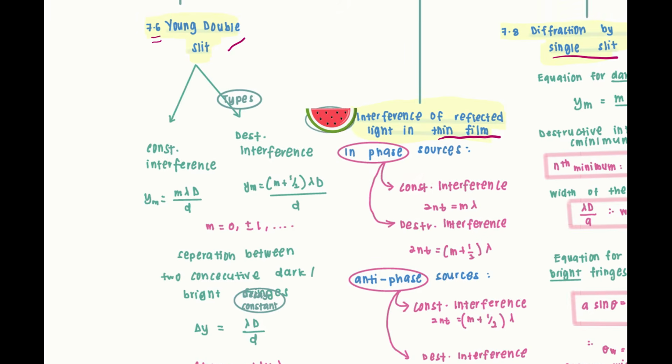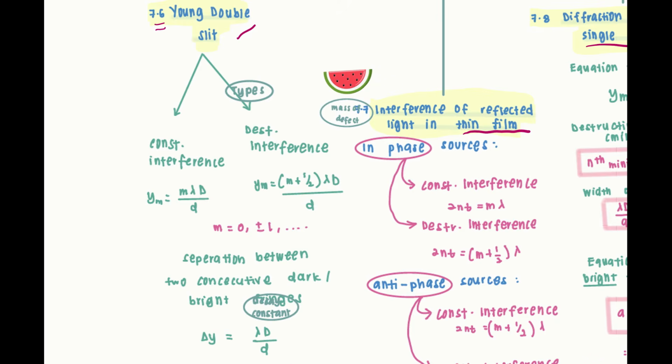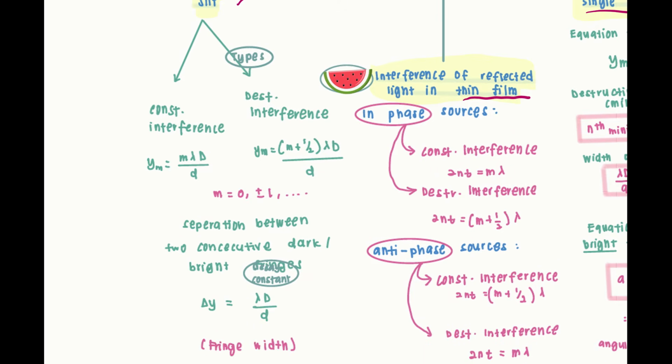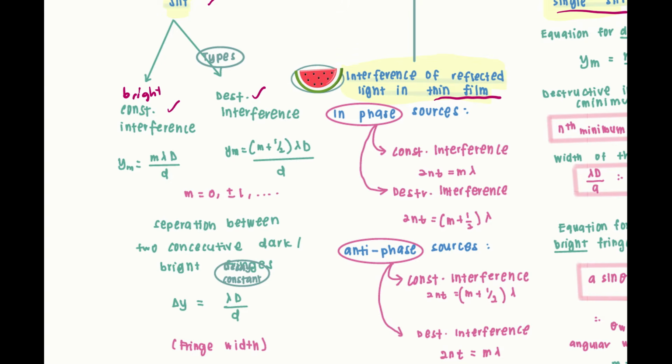So we have Young's double slit. We have 2 types of interference, that is constructive and destructive. Constructive will produce a bright fringe, and destructive will produce a dark fringe. And this is the equation. We have m lambda D over d for constructive.